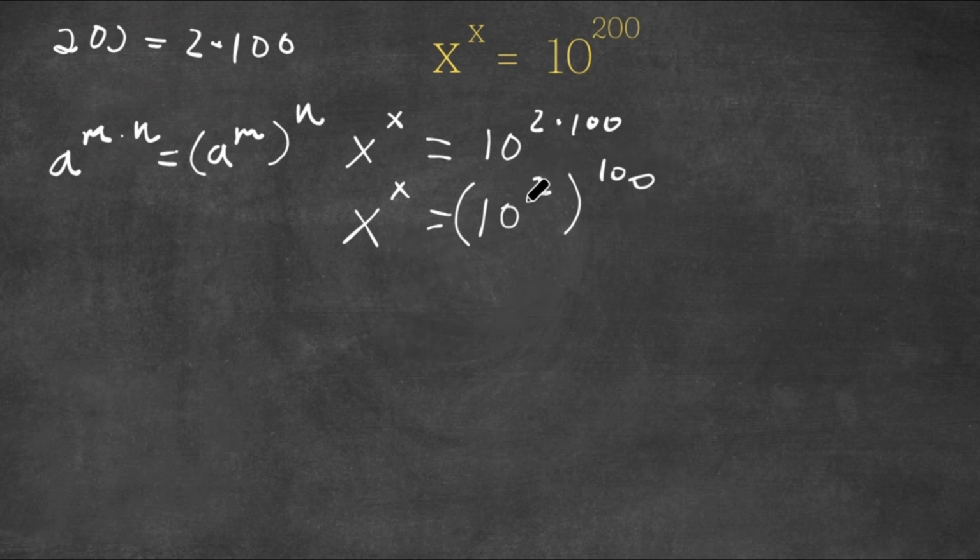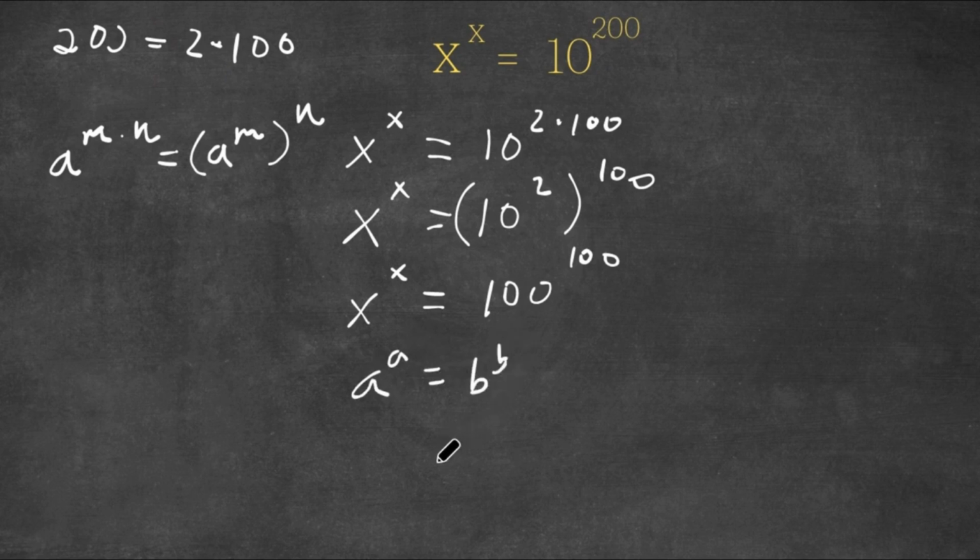Now, 10 squared, that's simply 100, right? So now we have x to the power of x is equal to 100 to the power of 100. And if we have something in the form a to the power of a is equal to b to the power of b, as long as b is greater than or equal to 1, a is equal to b. So in this case, b is greater than or equal to 1. It's 100, which is much greater than 1. So this means that x is equal to 100.